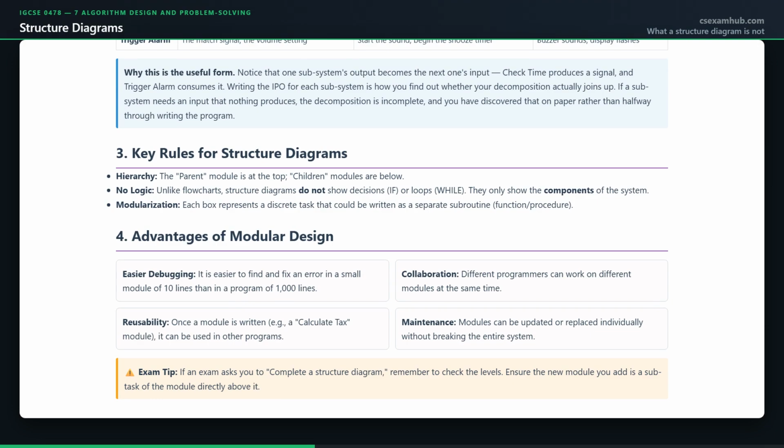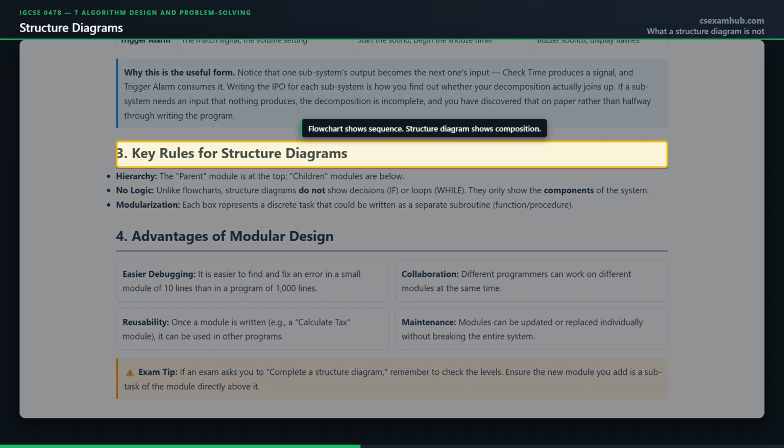3 rules, and the second one is the one that catches people. Hierarchy. The parent module is above, the children below, and the relationship is part of rather than happens after. No logic. Unlike a flowchart, a structure diagram does not show decisions or loops. There are no if boxes and no arrows looping back. It shows the components of a system, not the order in which they run. That is the distinction to keep clear.